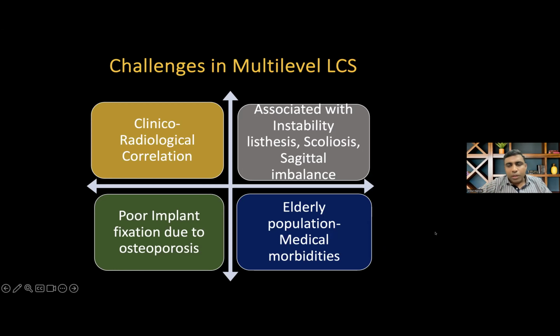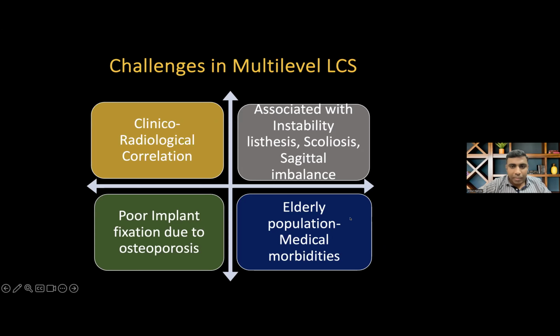Also, most of these multi-level LCS cases will be associated with instability, listhesis, scoliosis or a sagittal imbalance. So again, in multi-level LCS, these factors start confusing your mind. Thirdly, implant fixation and how much to instrument is again a challenge, because usually these patients are elderly and have a lot of osteoporosis, and osteoporosis and implant loosening is always a problem. And last but not least, and probably the most important, it's an elderly population. The medical morbidities are there.